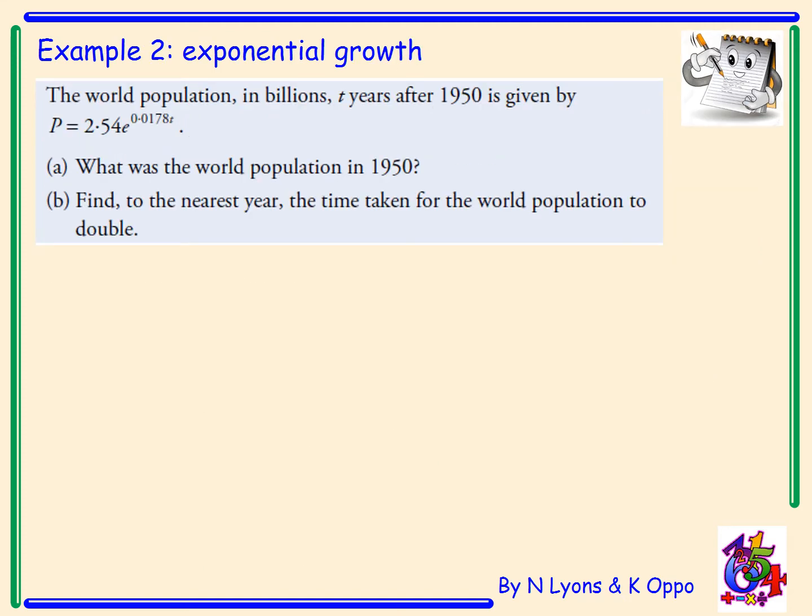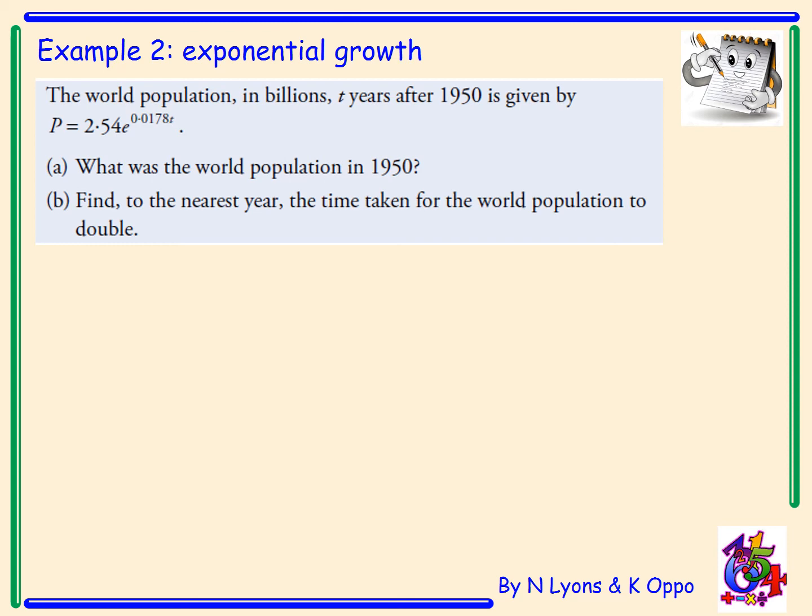Example 2 is an exponential growth example. It says the world population in billions t years after 1950 is given by p equals 2.54 times e to the power 0.0178t. Part A, what was the world population in 1950?